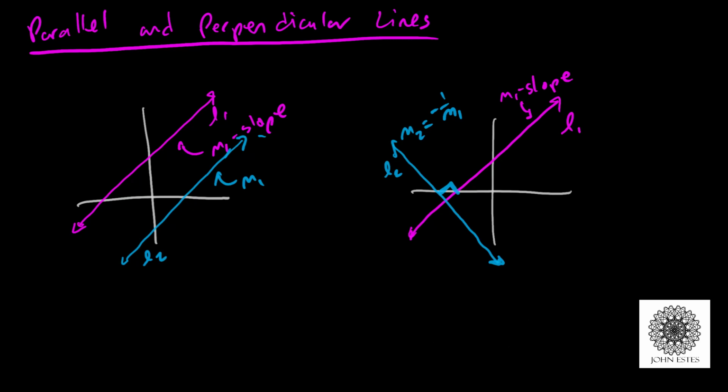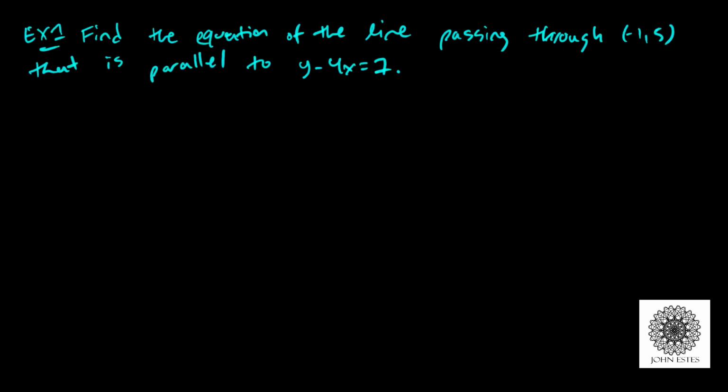Now I'm going to show you a couple of examples. First parallel, second perpendicular. If you understand the concepts of equations of lines, such as the standard form of the line, point-slope form of the line, slope-intercept form of the line, the slope, and x and y intercepts, this shouldn't be very difficult. So let's look at example 1. I want to find the equation of the line that passes through the point -1, 5 and is parallel to y minus 4x equals 7.